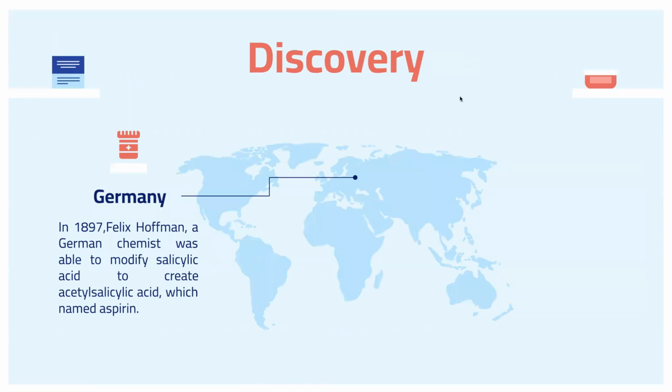To start with, aspirin was discovered in 1897 by Felix Hoffmann. Who's Hoffmann? He's a German chemist working for the Bayer company who was able to modify salicylic acid to create acetylsalicylic acid, which was named aspirin by then.